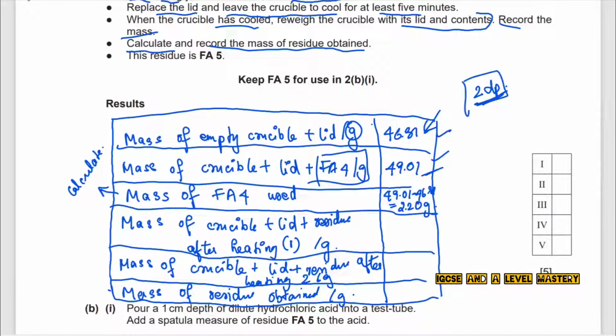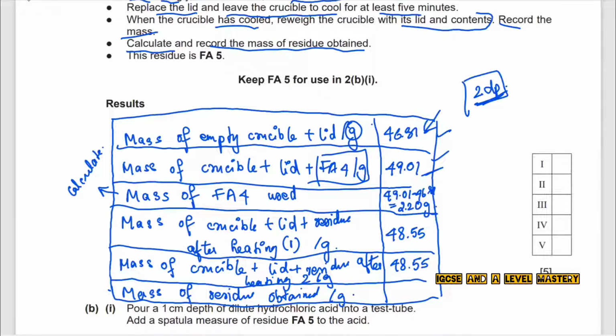Always use 2 decimal places. That's why I'm using 0 in the end. Then the mass of crucible plus lid plus residue after heating for the first time. For that, I got the value as 48.55, and after the second heating also my mass remained the same, that is 48.55 grams.